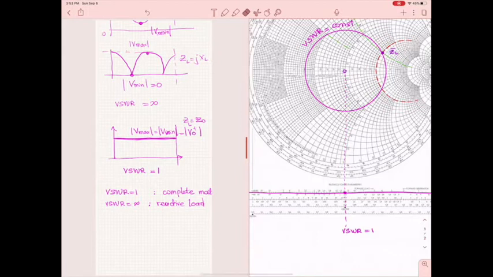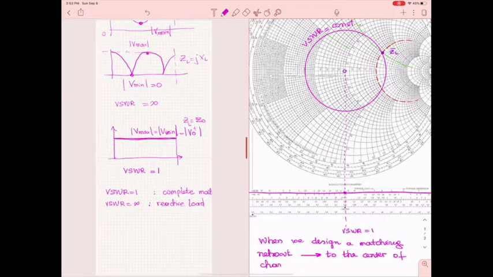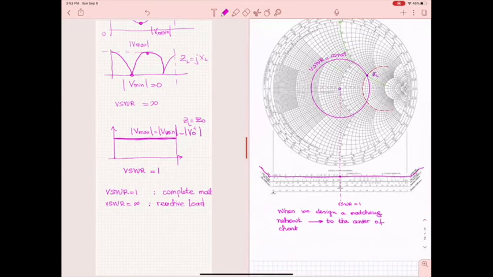So when we do matching, or when we design a matching network, we always go to the center of the chart. This is our effort. So that's what you always have to do. But you cannot just move in any direction you like on the Smith chart.